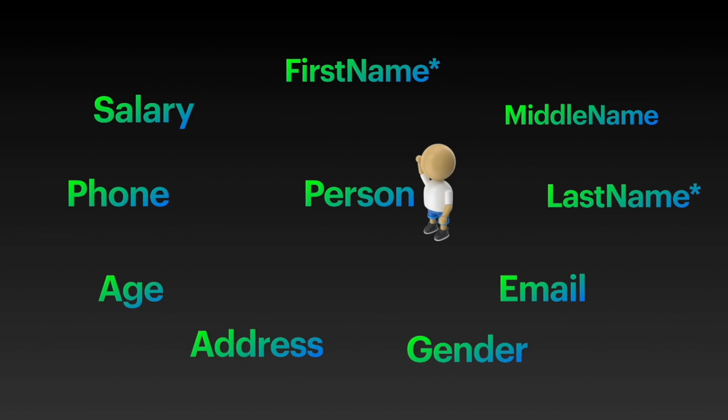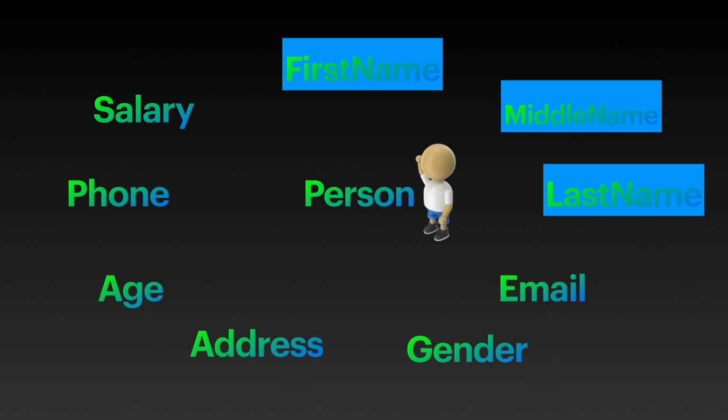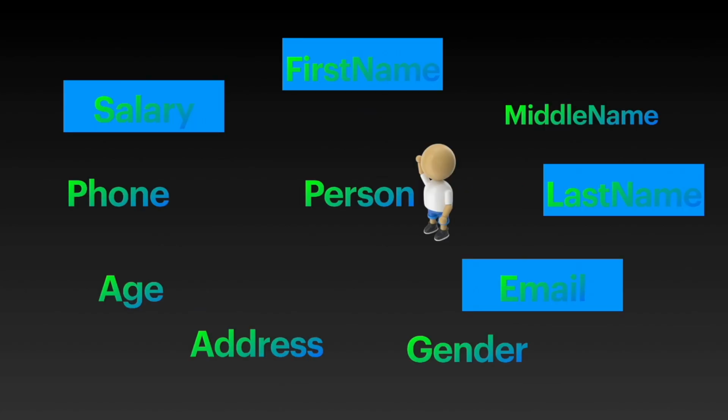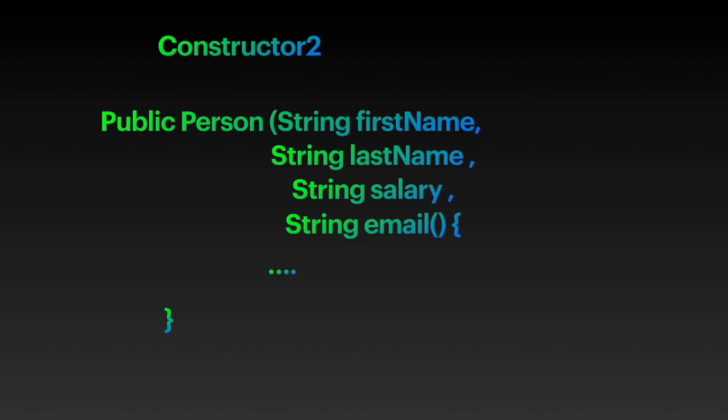One time when I'm creating the person object, I might want to create it with a first name, middle name, and a last name, and my constructor would look something like this. Another time I might want to create one with the first name, last name, email, and salary, and my constructor would look something like this. So there are a lot of possible combinations I could have.